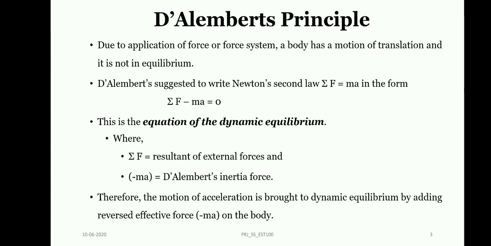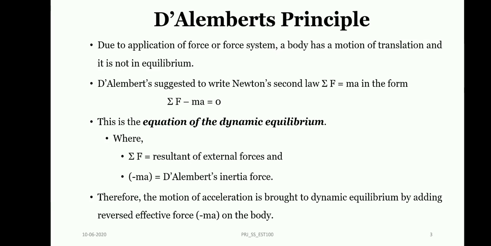Then, due to the application of a force or force system, a body has a motion of translation and it is not in equilibrium. If you apply a force on a body, it moves with an acceleration a, making a translatory motion. Then D'Alembert suggested to write Newton's second law, sigma F equal to ma, in the form F minus ma equal to 0. This is the equation of dynamic equilibrium.